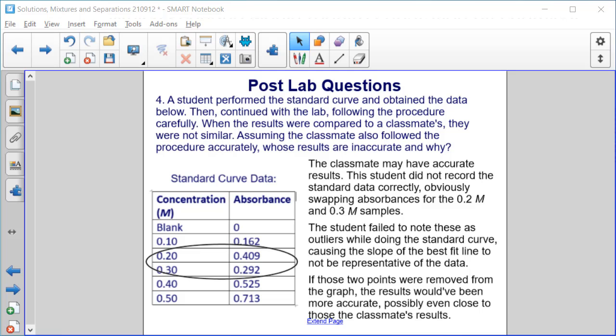So the classmate may have accurate results. This student did not record the standard data correctly, obviously swapping absorbances for the 0.2 and 0.3 molar samples. The student failed to note these as outliers while doing the standard curve, causing the slope of the best fit line to not be representative of the data. If those 2 points were removed or the data was regathered, the results would have been more accurate, possibly even close to those results of the classmate.